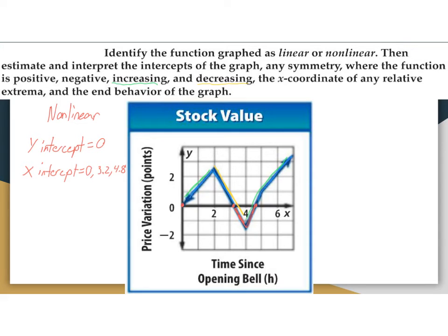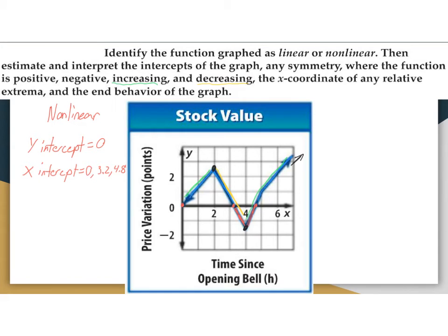Next, we can locate the x-coordinate of any relative extrema. We see that the x-coordinate is x equals 2, x equals 4, and the end behavior of the graph. So it appears that as x is increasing towards the right, y is also increasing. So that is how we would identify the behaviors of this graph.